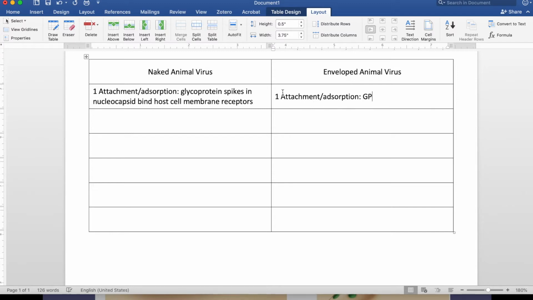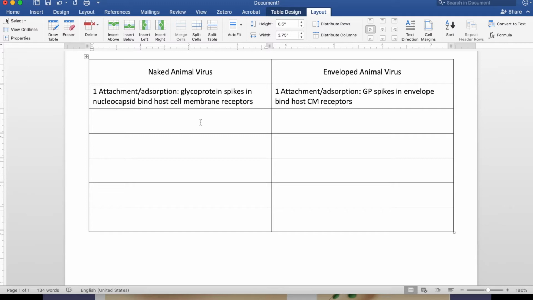The glycoprotein spikes that are embedded in the envelope bind host cell membrane receptors. And this is, just as before, what provides host specificity, but not just host, it's host cell specificity. For example, the new coronavirus that is going around China and is starting to cross borders.